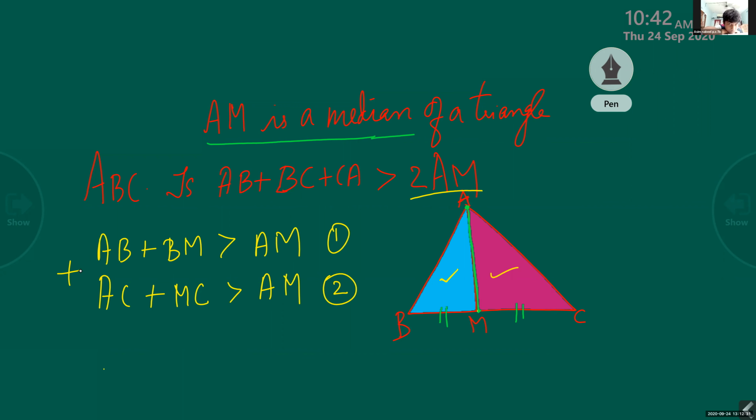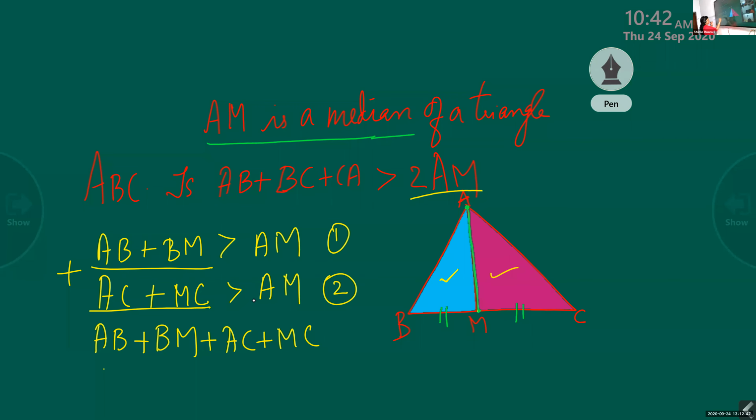This is a new type of problem. Just add the left side and add the right side. So AB plus, first one, BM plus, second one, plus AC plus MC is greater than AM plus AM. I can write it as 2AM, isn't it? You know that X plus X is 2X. Same way AM plus AM, we can write it as 2AM.